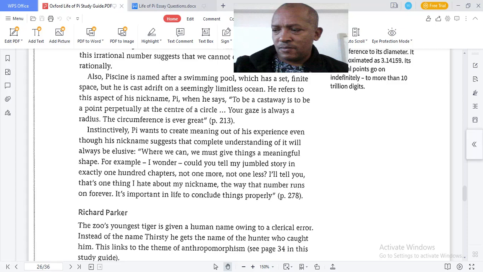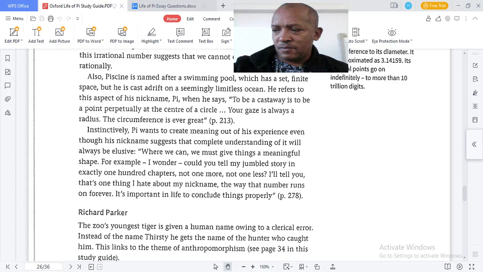The way that this line, I tell you one thing I hate about my nickname, the way that number runs on forever. It's important in life to conclude things properly. So if they give you that line, it's the same facts, because he's talking about his name.